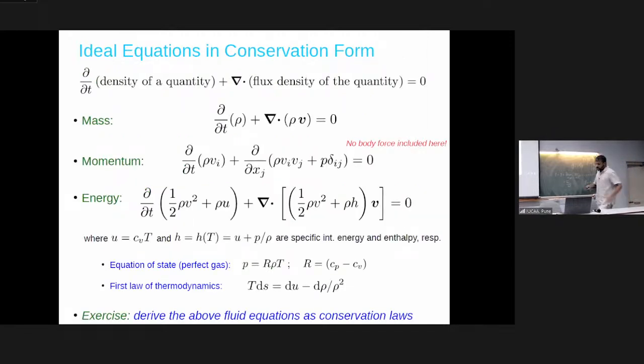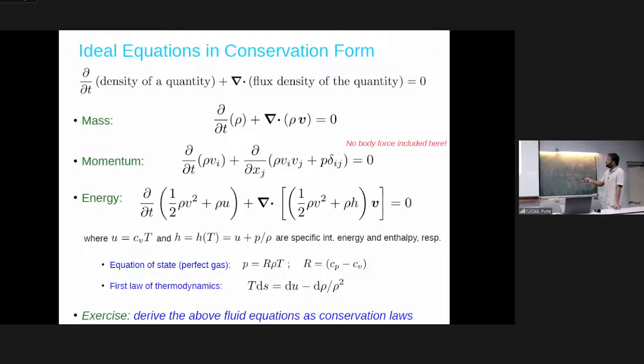Okay. In general, one writes equations in conservation form. What is the conservation form of an equation? It's always written like that, with the time derivative of the density of a quantity. It can be anything. Density can be just density. It can be momentum density. It can be energy density. It can be higher order densities. You can construct much higher order densities. We stop at energy.